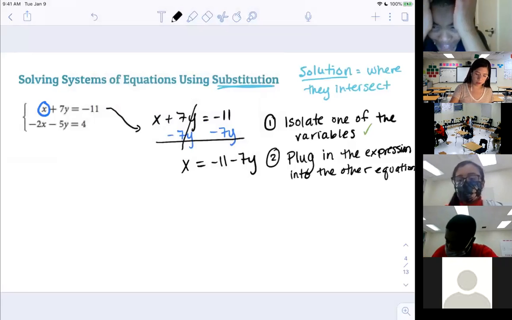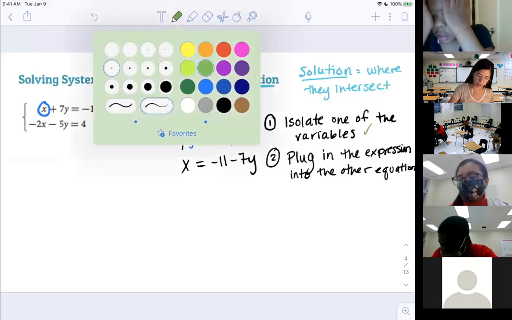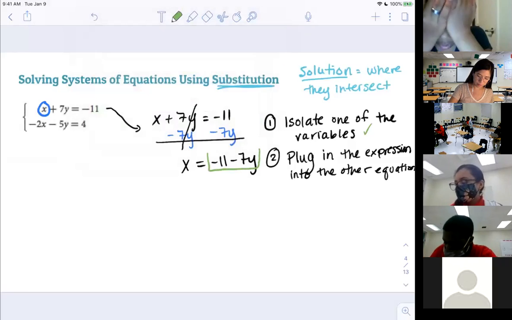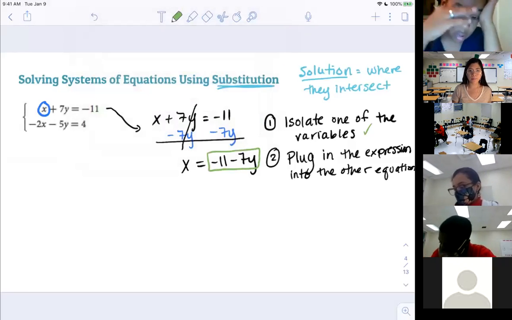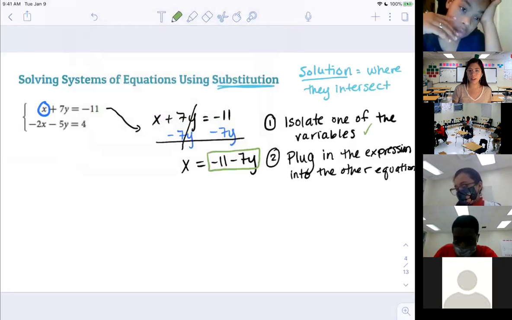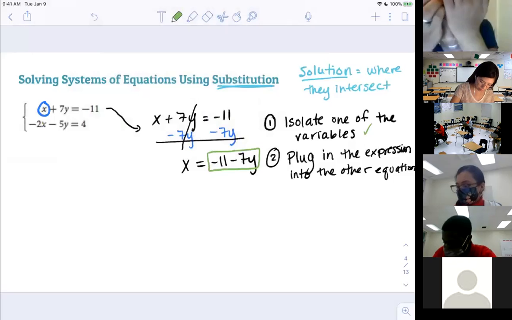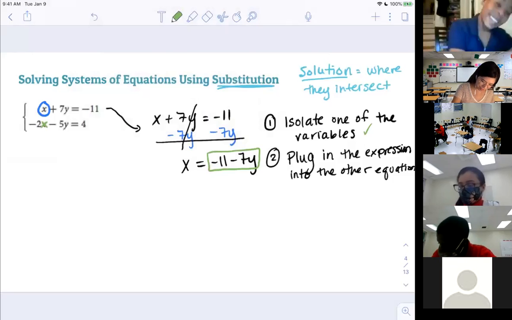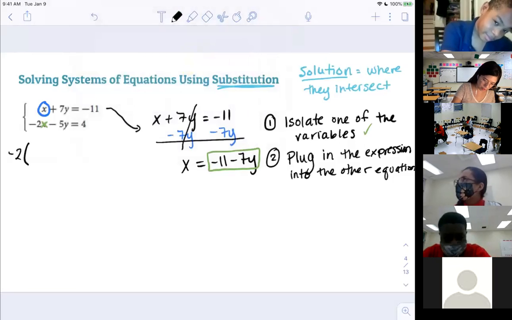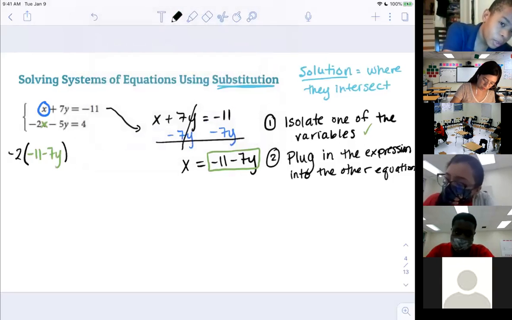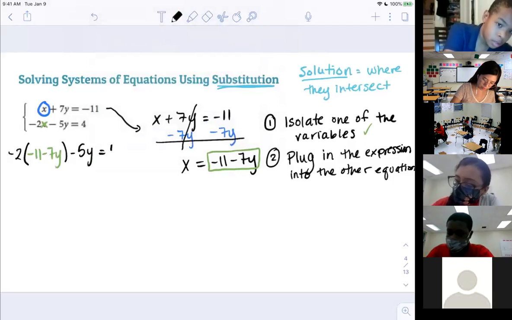Okay, so I have this expression now, right here. I'm going to plug all of that into the other equation. Now, what variable am I plugging that in for? X. Oh, I get it now. All right, so I'm plugging it in for x. So I have negative 2 times negative 11 minus 7y minus 5y equals 4.